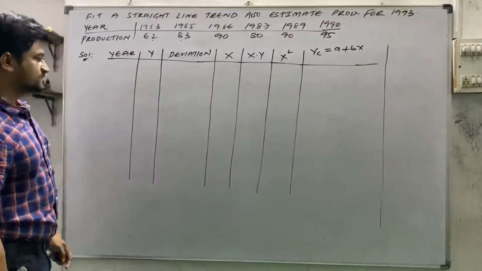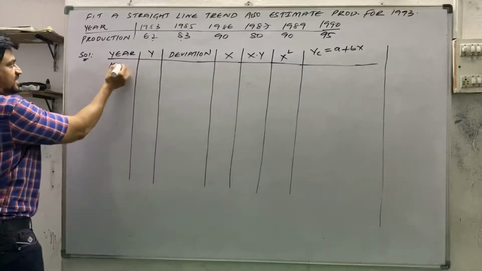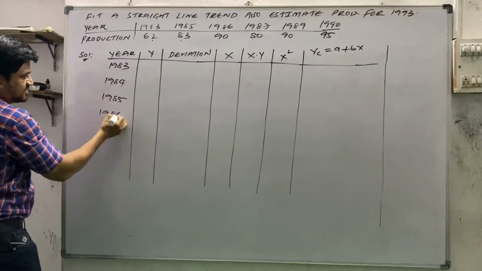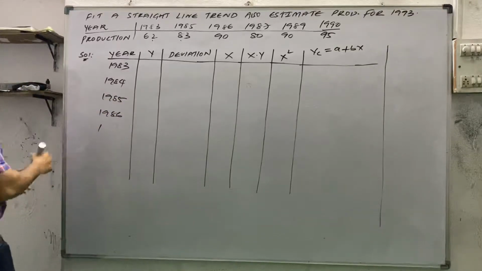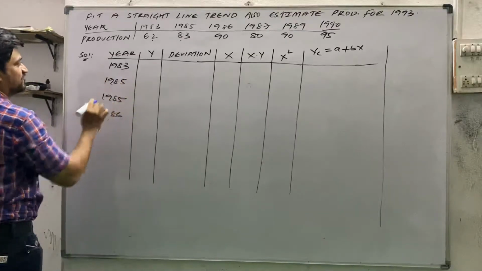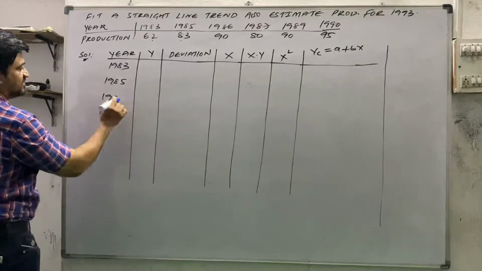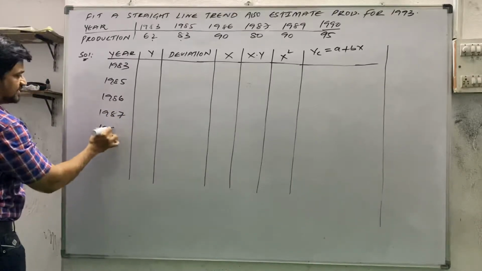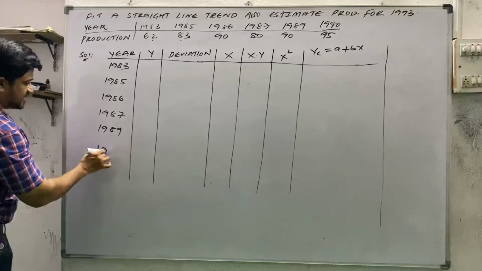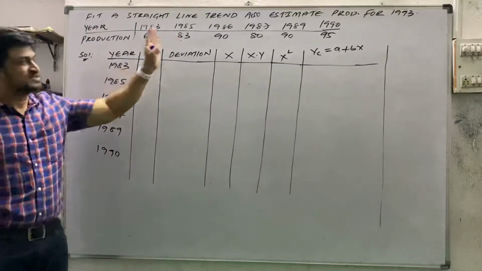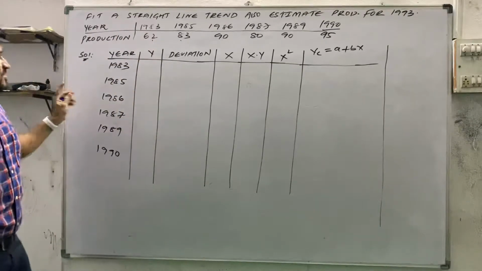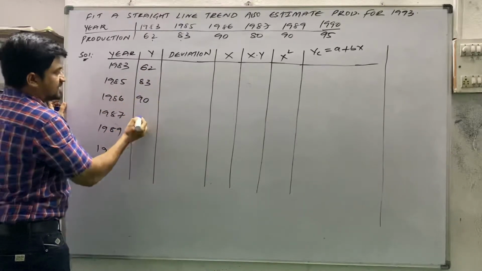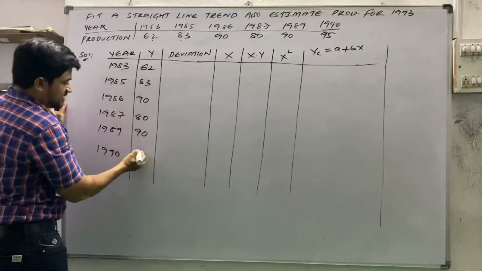Now, 1983, 1984, 1985, 86. After 83, we don't find 84, 85 is there. Then we have 86, 87, 1989, 1990. So whatever years are given to us, clearly watch and write them in this way. Then the production values: 62, 83, 90, 80, 90 and 95.